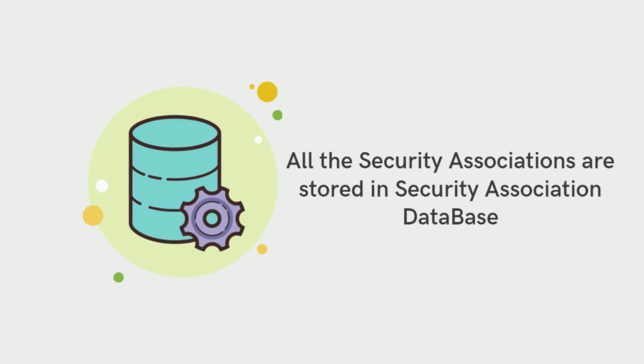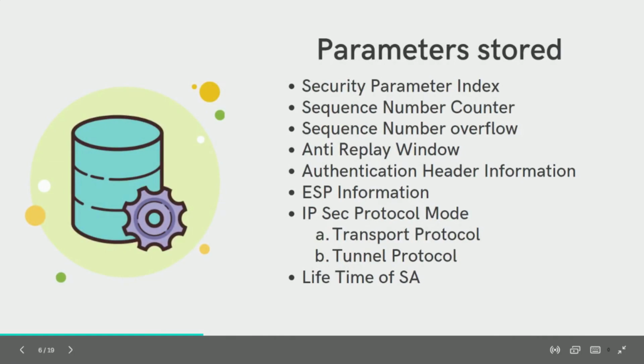So now, all the previous security associations that we have discussed are all going to be stored in a security association database. This database will be the main source to identify each of the security associations. So now, we have discussed that the parameters will be stored in a database. Let us understand the parameters that will be stored in the database. First parameter is the security parameter index, which we have already discussed, which uniquely identifies the security association.